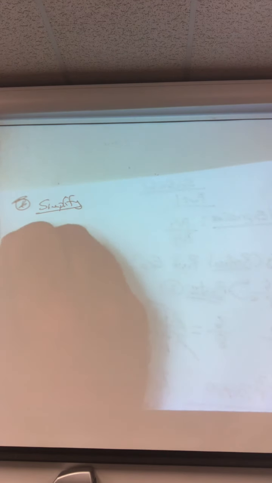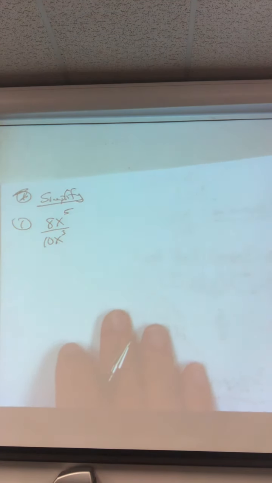Okay, let's start out with one first that we don't have to factor. So let's look at this first example. And the instructions here is simplify. Eight x to the 5th over 10x to the 3rd.